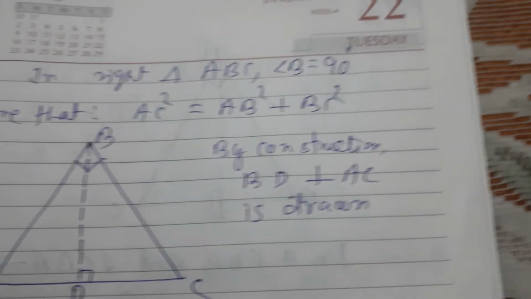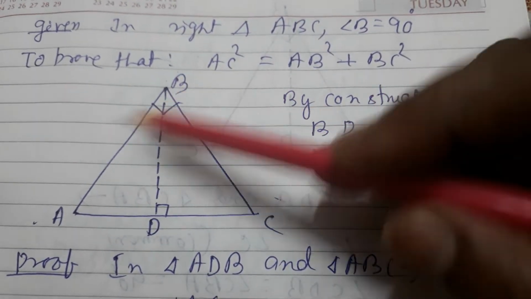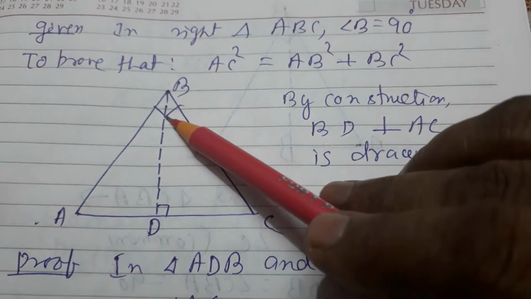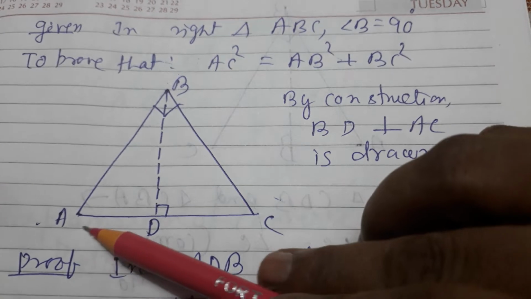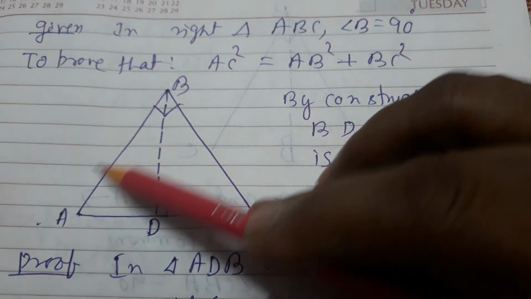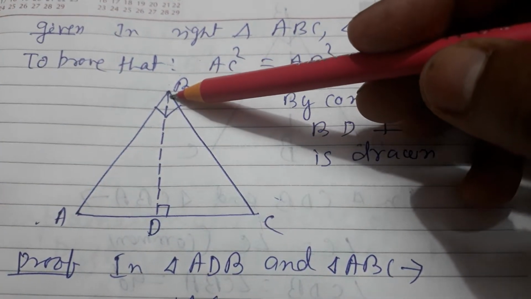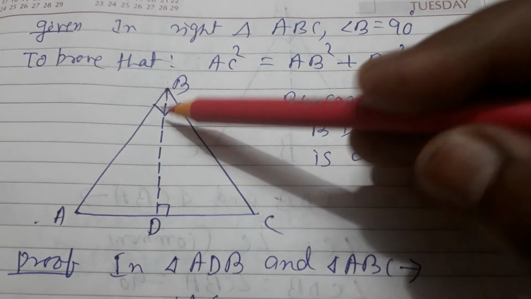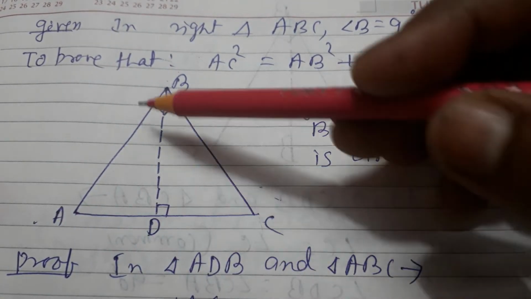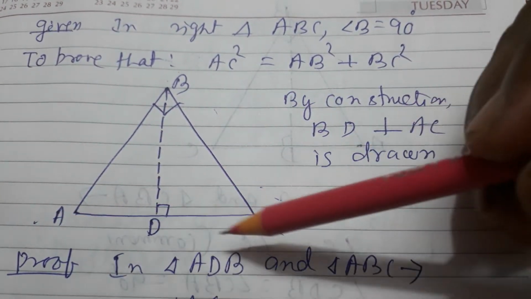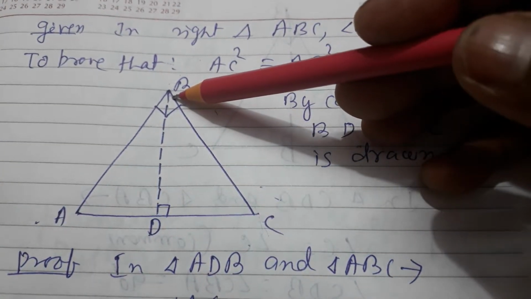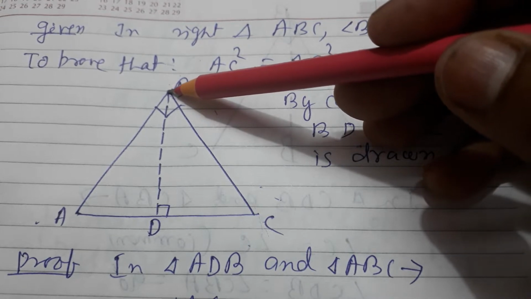Now look here. This is a right triangle ABC. In right triangle ABC, angle B equal to 90 degree. The side opposite to the 90 degree angle is known as hypotenuse, and the other two sides which make the angle 90 degree, one is base and other is height. Understand what I have told? The side opposite to the 90 degree angle is known as hypotenuse, and of the other two sides which make the 90 degree angle, one side is base and the other side is height.